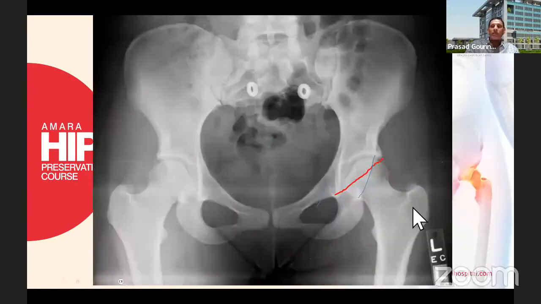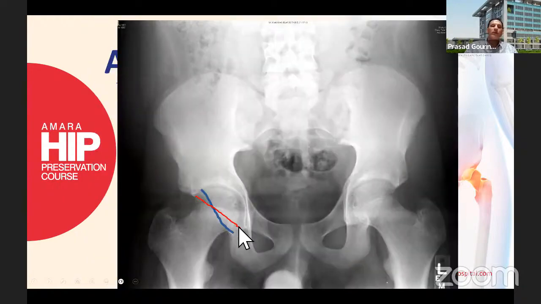Here's an example of perfect posterior coverage, this blue line. Anterior overcoverage, more than the 20% we talked about. This is probably 35, maybe 40% coverage. And here, you cannot rotate the acetabulum. You're going to resect this anterior wall. Here's global overcoverage. The anterior and posterior walls are both overcovering the head. Here it's global resection or a reverse PAO, where you rotate the whole acetabulum inwards, medially, to decrease the coverage.